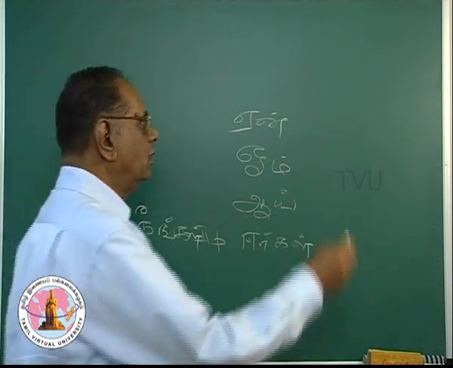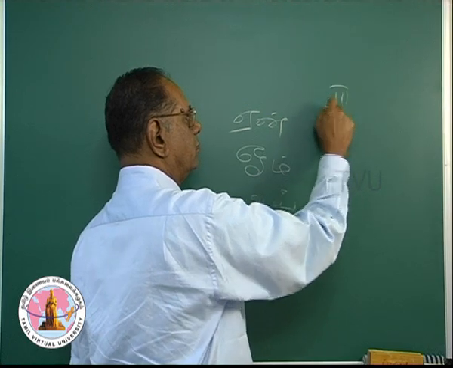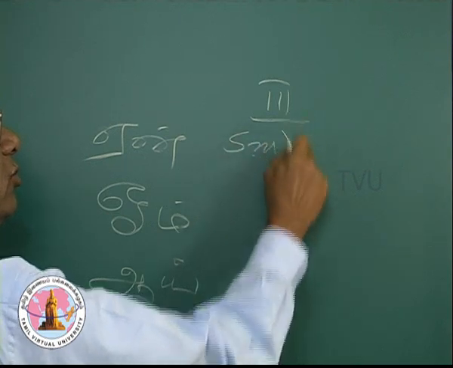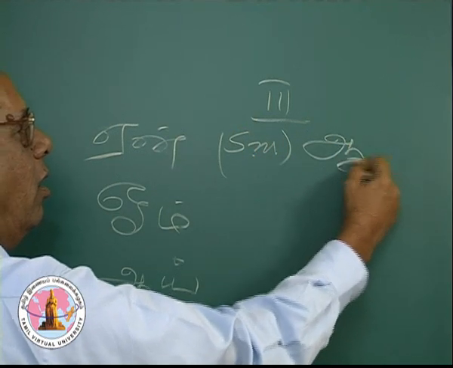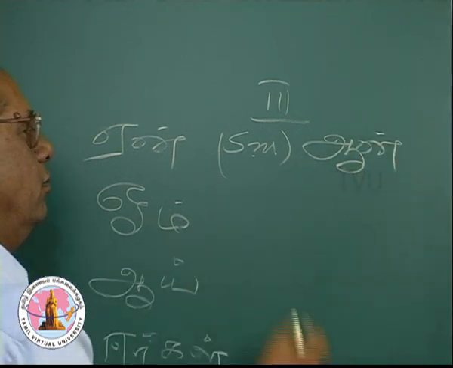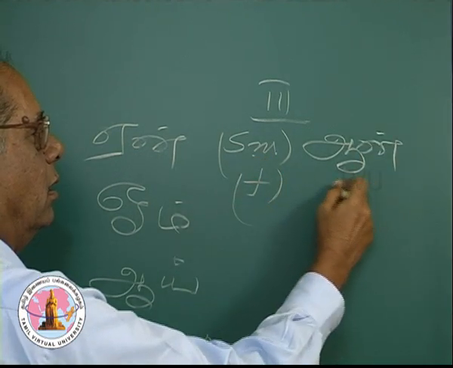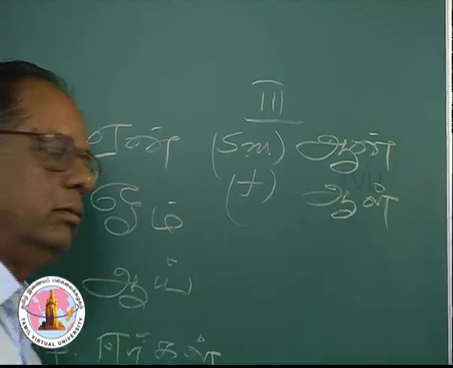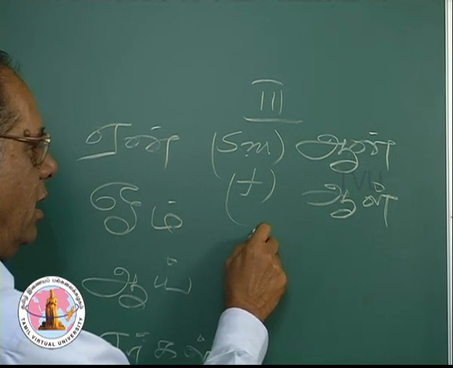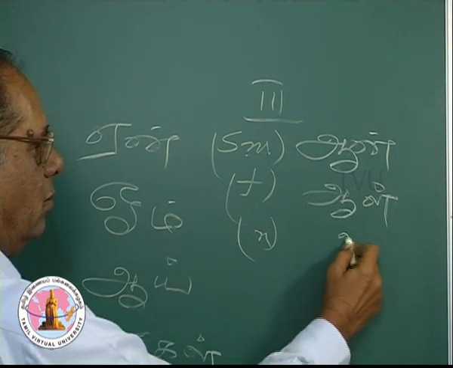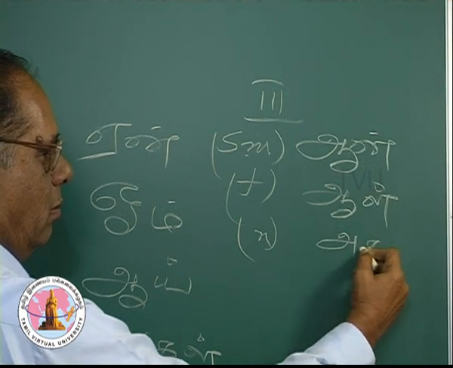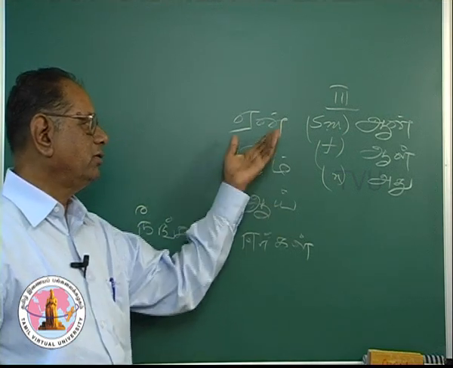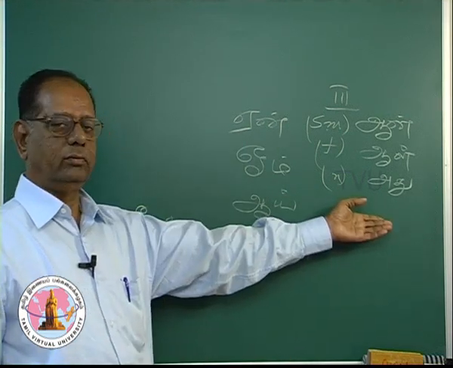Now we go to third person singular: masculine on, feminine all, and for neutral gender adu. We have seen up to adu.